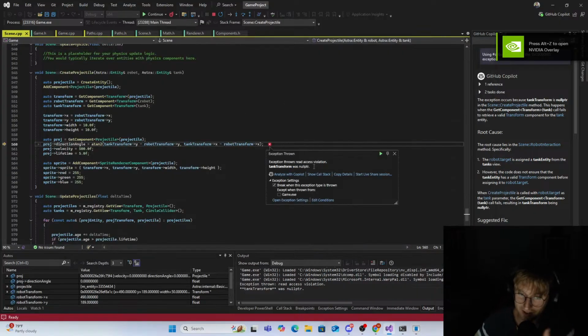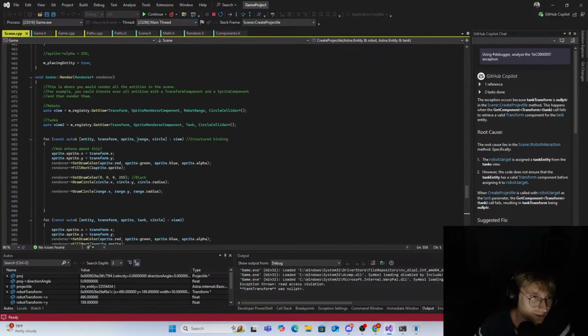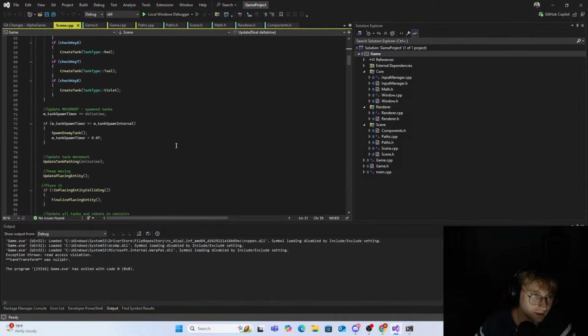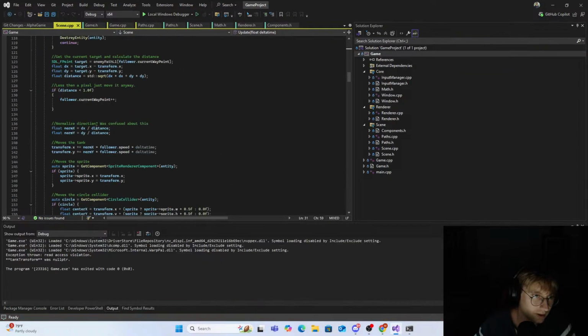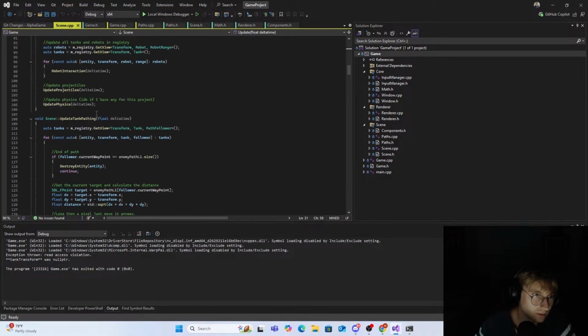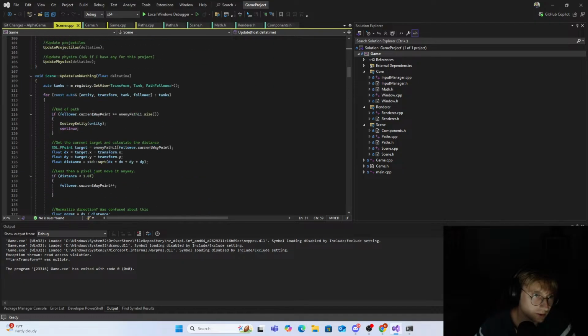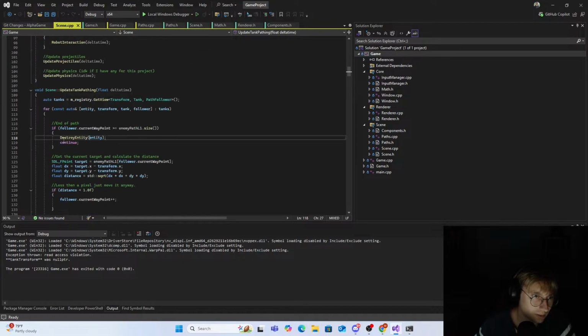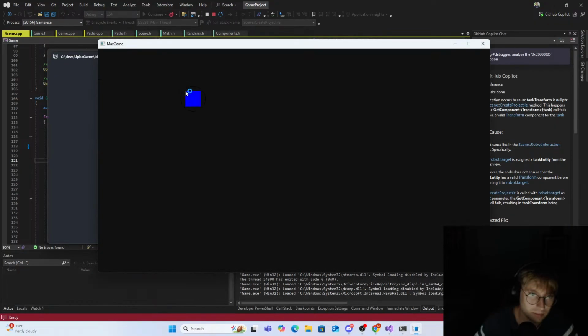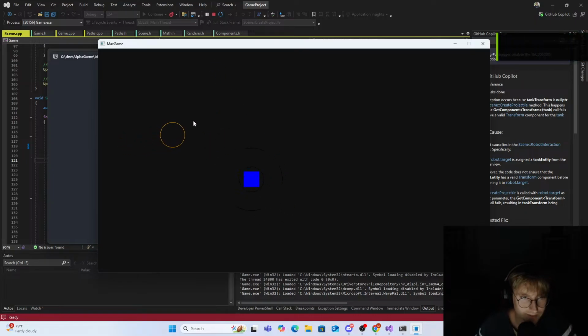But I get this error here. If I get rid of my spawn tank here, update tank pathing, and get rid of this destroy entity, comment this out, I'm getting this error here. I'm sure I have to look into the error. I don't know exactly why. I didn't really look into it, but it's a null pointer error.